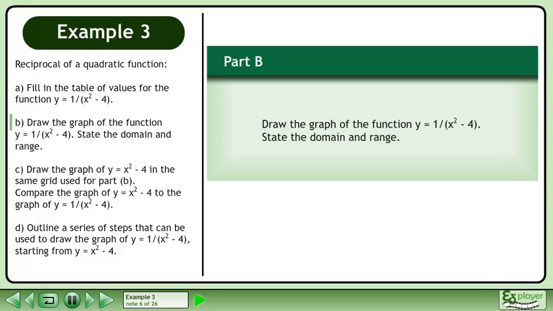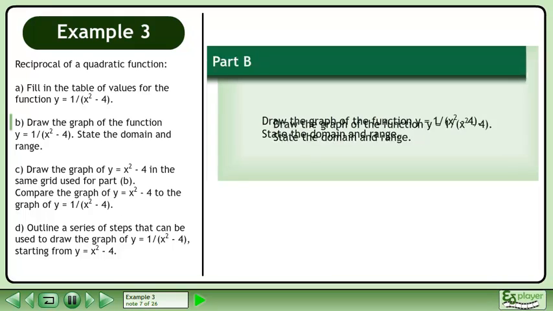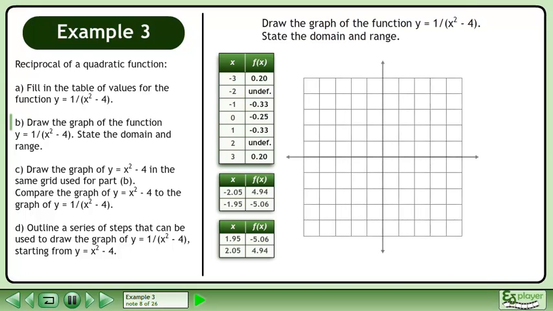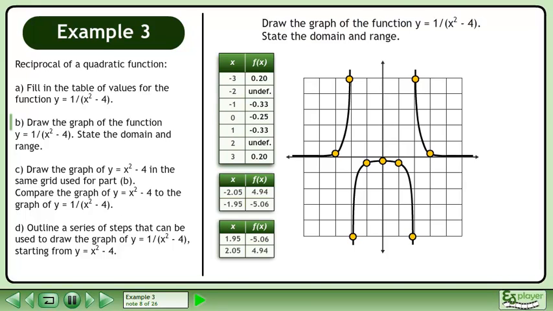Now we'll move on to part B. Draw the graph of the function y equals 1 over x squared minus 4. State the domain and range. Bring up the table of values from part A. Draw the graph.